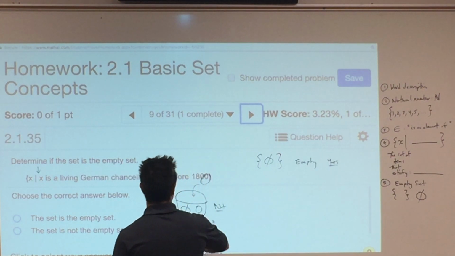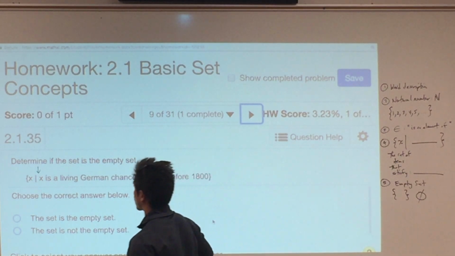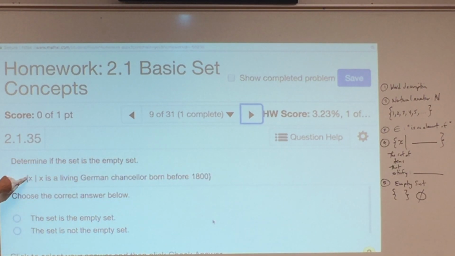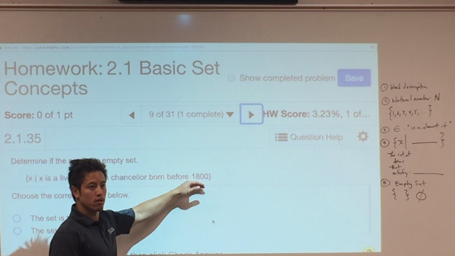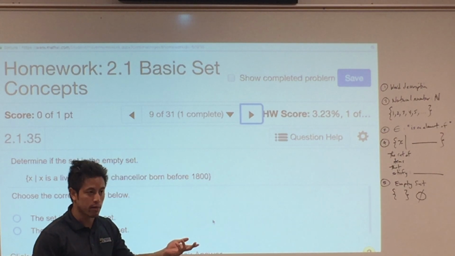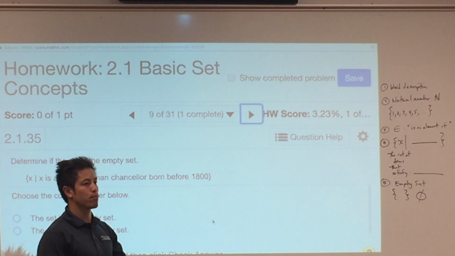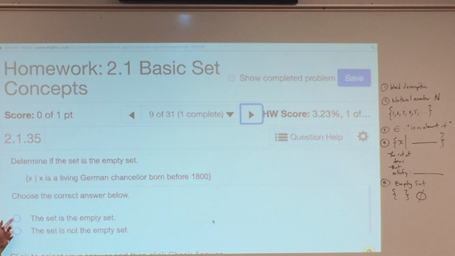So, with that said, let's go do some other ones. Determine if the set is the empty set. Again, with this language right here, you don't have to overthink it. This is saying everything in your set needs to satisfy this criteria. So x, or the things that would go in your basket, are a living German chancellor born before 1800. Can you think of a living person in general, let alone a German chancellor, who's currently living, who was born before 1800? You can't think of anybody, so you can't put anything in the basket, you can't put anything in your set, so the set is empty.